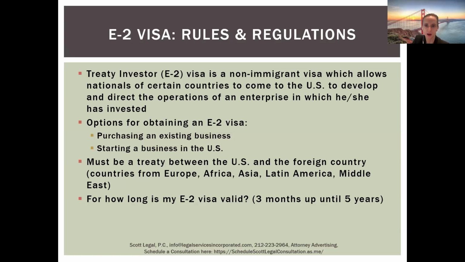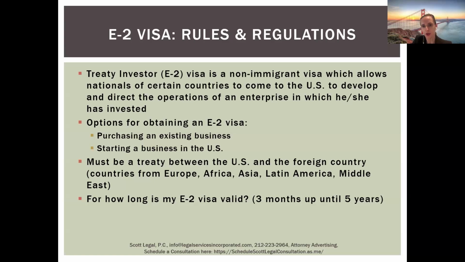So there are basically two options for how you can get an E-2 visa. You can either purchase an existing business in the US. This would also include purchasing a franchise. Franchises are a great option for an E-2. Or the second option would be to start your own business from scratch, and then purchase everything necessary to get the operations of the business started.